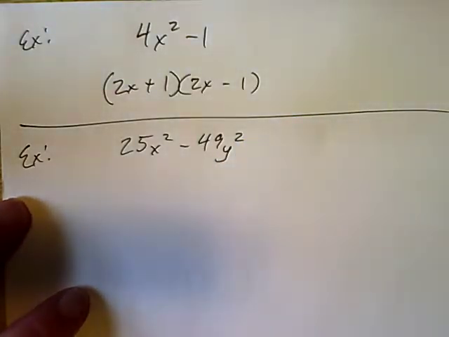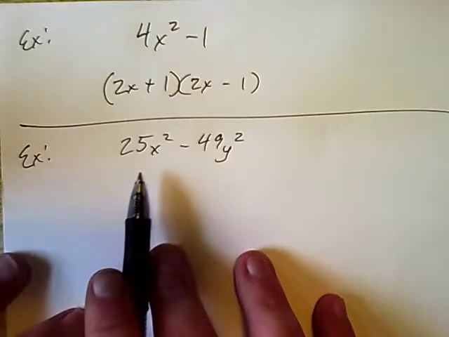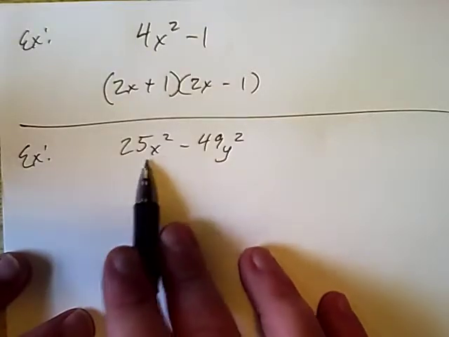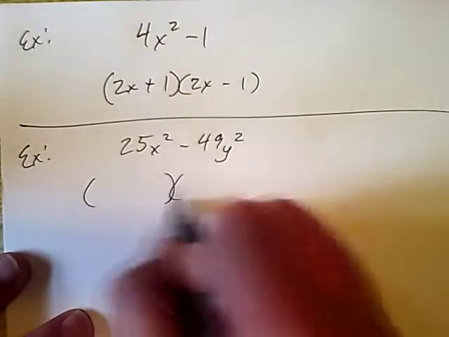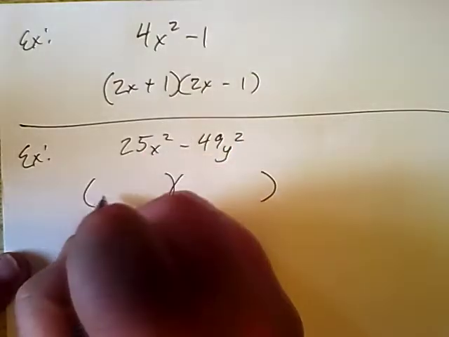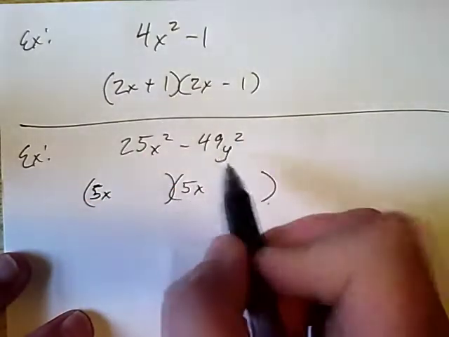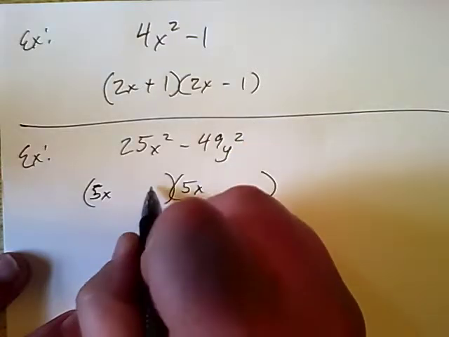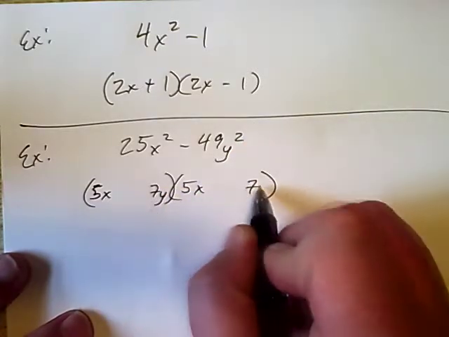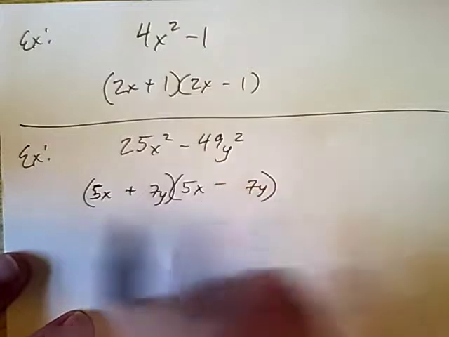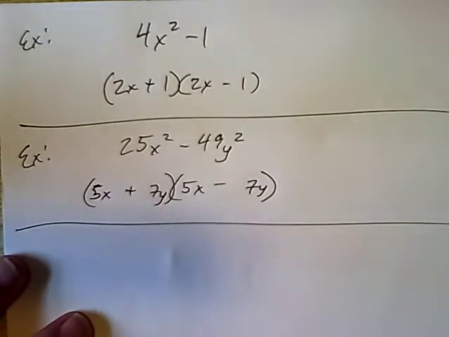Whoa, whoa, whoa. Why is there a y in there? Okay, hang on. This is not nearly as bad as it looks. Here we have 25x squared minus 49y squared. The square root of 25x squared is simply 5x. The square root of 49y squared is 7y. Plus, minus, I'm done. And that's it.